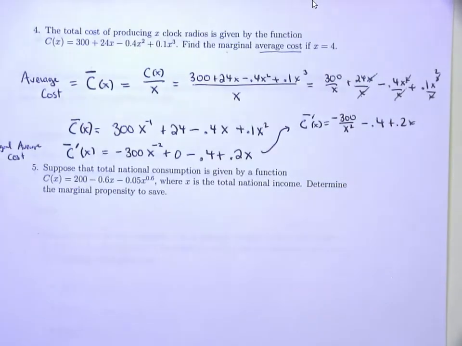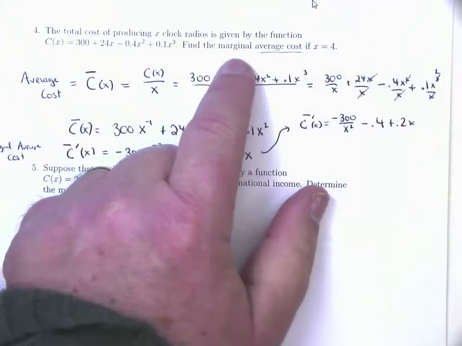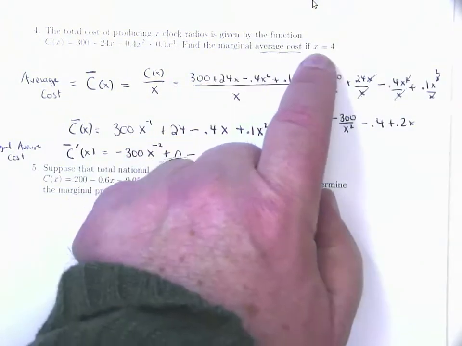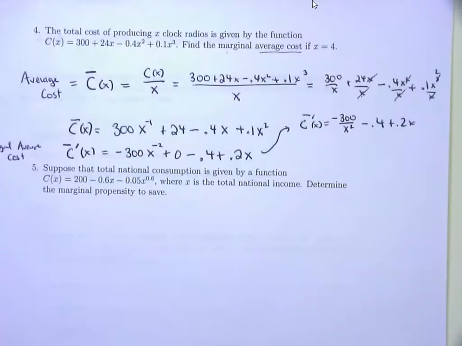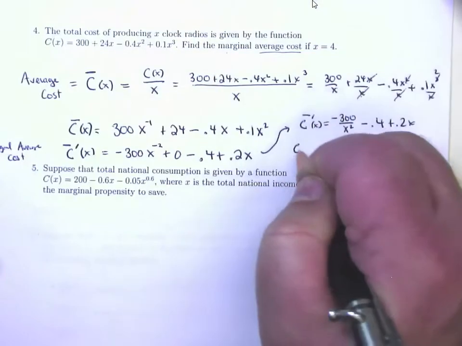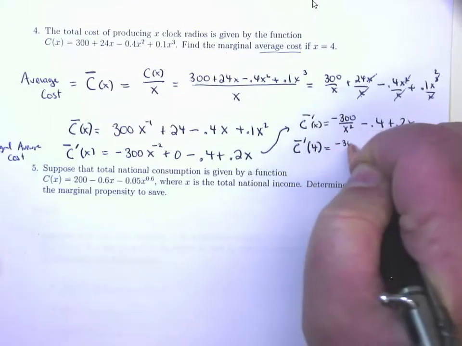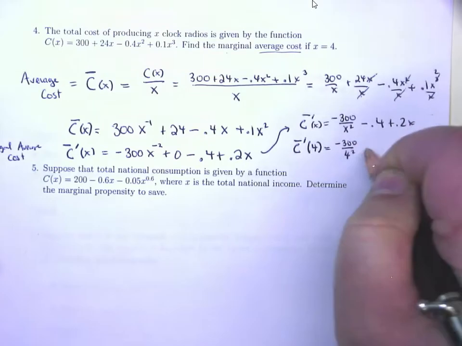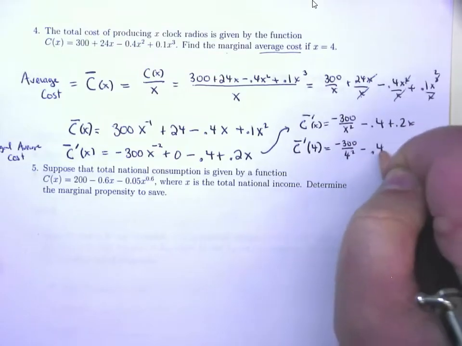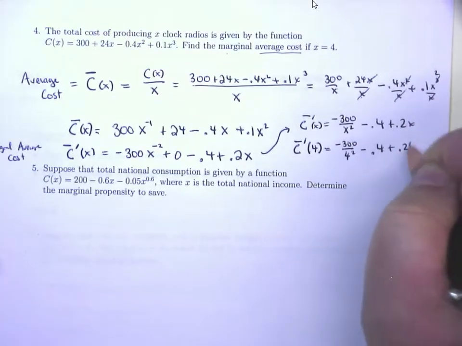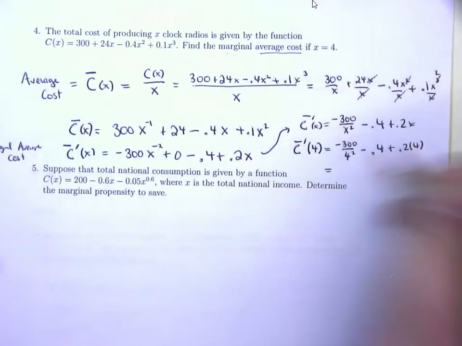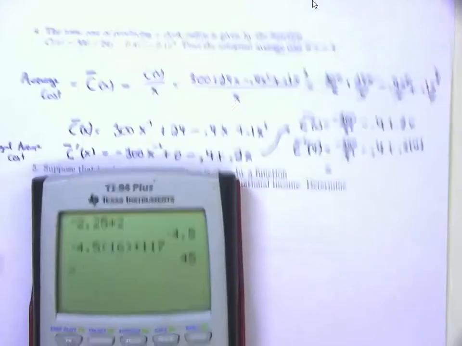But make sure you always answer their question. What was their question? We're supposed to find the marginal average cost if x equals 4. What does that mean? Plug in 4. I'm looking for c bar prime of 4. This would be negative 300 divided by 4 squared minus 0.4 plus 0.2 times 4. Yep, and I'm going to put that on the old calculator here.